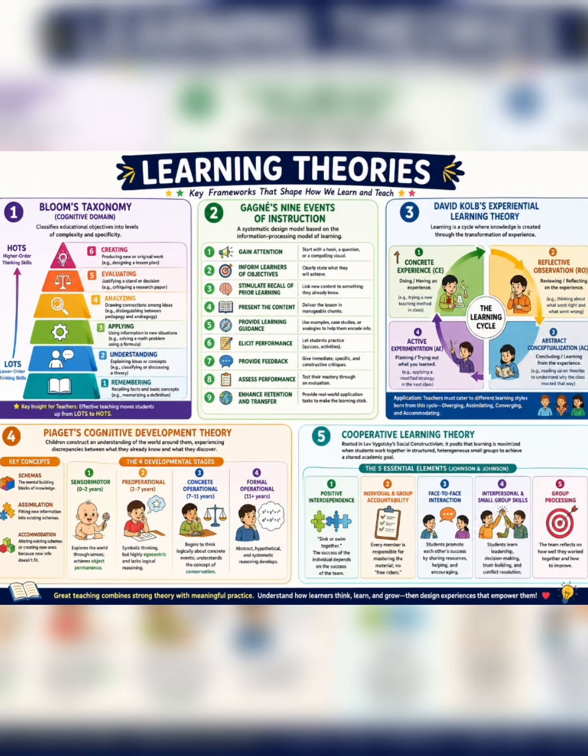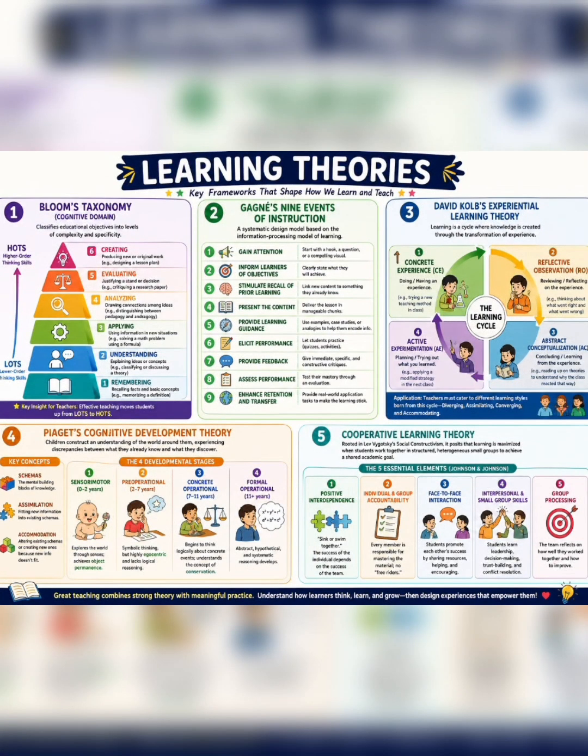Now let's step into developmental psychology with section 4, that is Piaget's cognitive developmental theory. Piaget posits that children actively construct an understanding of the world around them, experiencing discrepancies between what they already know and what they discover. First, look at his key concepts. Schemas are the mental building blocks of knowledge. Assimilation is fitting fresh information into existing schemas, and accommodation is altering those schemas when new information just doesn't fit. Piaget maps out four developmental stages.